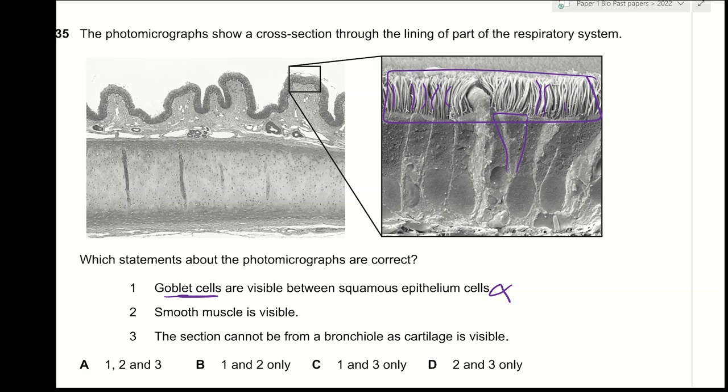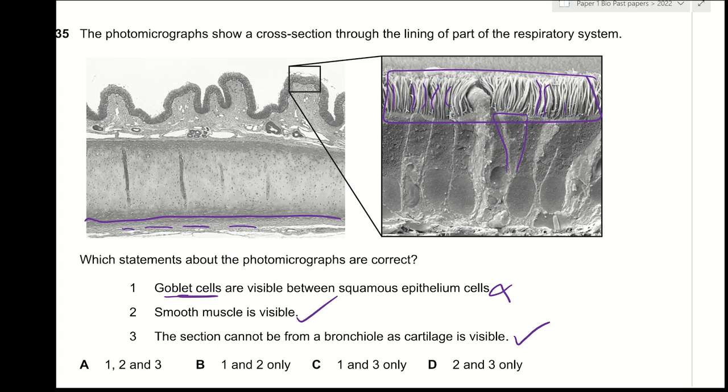Of course, smooth muscle is visible under the cartilage. So this is the cartilage. Under the cartilage is the smooth muscle, so this is correct. 3. The section cannot be from a bronchiole as cartilage is visible.